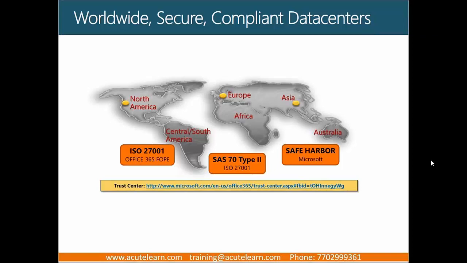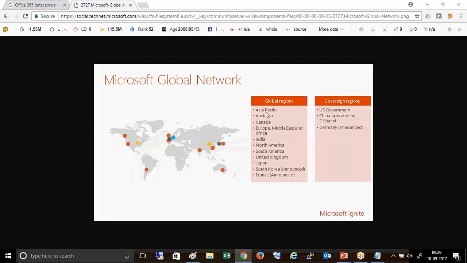As we would see in the latest regions, we see Asia Pacific, Australia, Canada, Europe, Middle East, Africa, India, North America, South America. We see somewhere around 10 to 12 data centers have come up. Government, so we can say US government, China operated by 21Vianet, Germany announced. So they are basically still adding to this. So we see global regions which have been set up, and in the majority of places they are trying to coordinate and set up these particular regions.